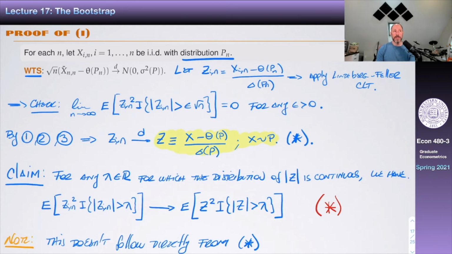But for now, to wrap up where we are, we want to show this, right? And to do this, we use this random variable z, and essentially what we need to check is this integrability condition that we need to invoke the Lindeberg-Feller CLT. This is what we want to prove. But first, we want to be able to show that for any lambda for which the distribution of the absolute value of z is continuous, this moment in a way approximates this moment. And we're going to do this with two results.